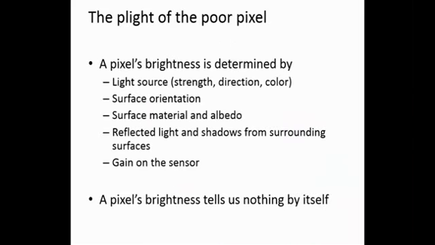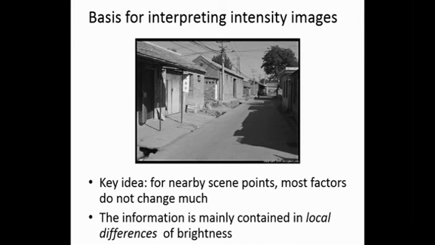Okay, so the important part of the signal is really in changes. Even when I'm trying to measure the color of the light source, I'm looking at the changes of intensity rather than the absolute intensities. That's because there's an assumption that for nearby scene points, most of the factors don't change very much. So if we look at the local differences, then that tells us about some kind of change.